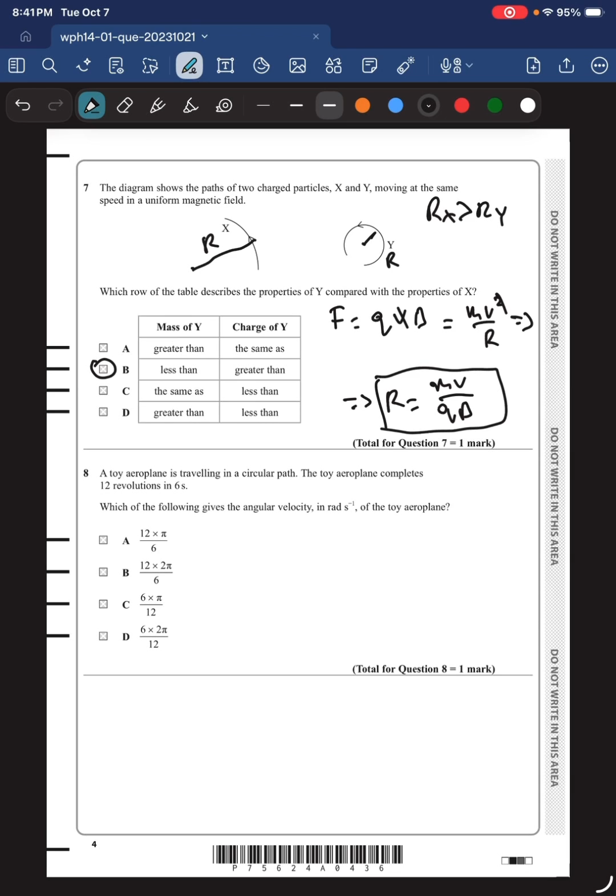Because then for C, it says the mass of y is the same as the mass of x, and the charge of y is less than the charge of x. That would lead y to have a larger radius, so that's wrong. And then the mass of y is greater than the mass of x, and the charge of y is less than the charge of x. That will lead y to have a larger radius, so that's wrong. So yeah, B is the correct answer, guys.